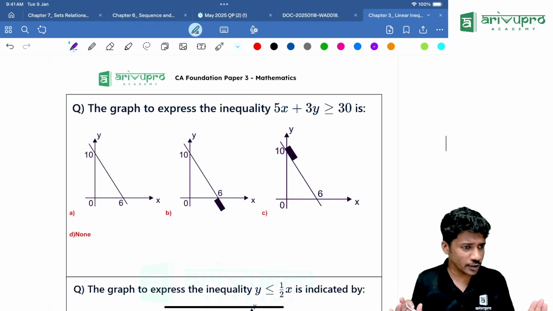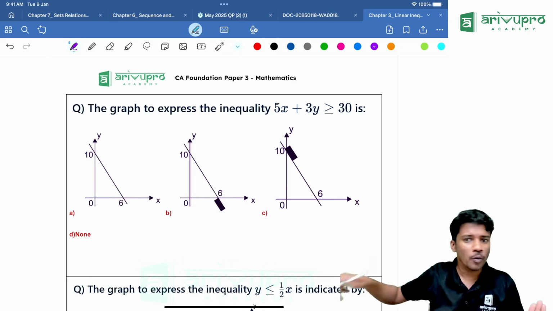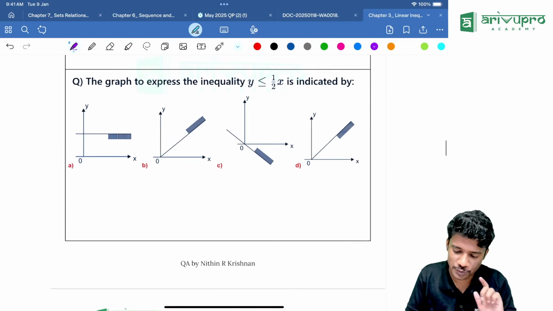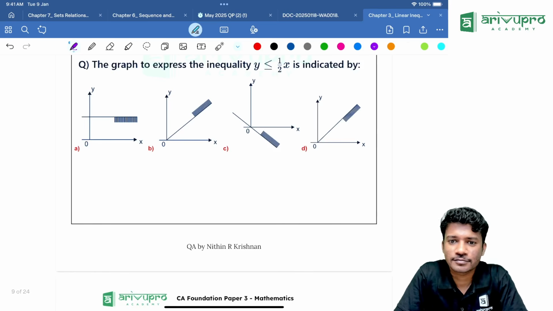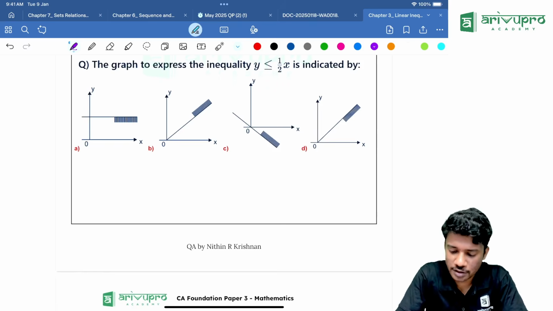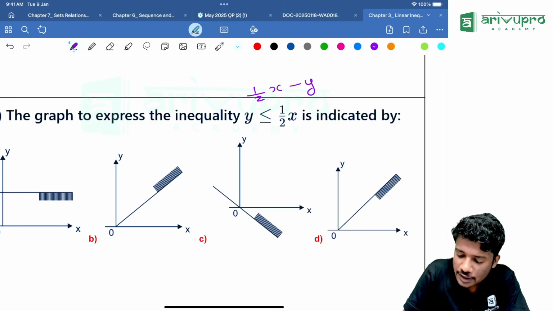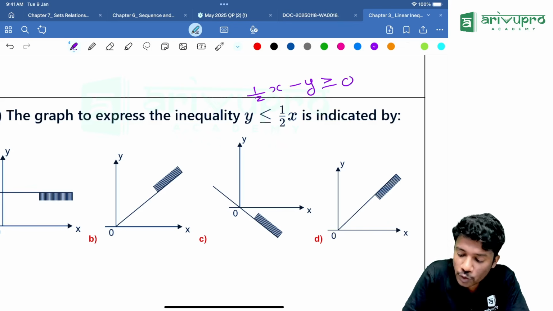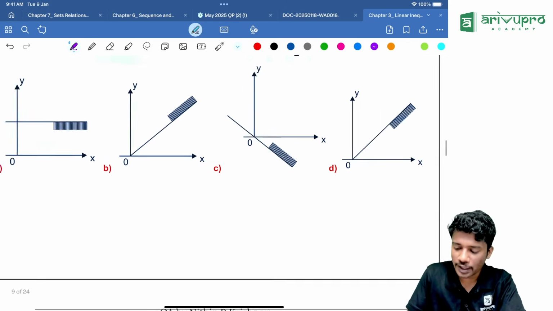All the graphs are correct, x and y same sign. So it is going from top left to bottom right, southeast direction. Now you tell me this one. How will you rearrange the equation? You can rearrange this equation as 1 by 2x minus y is greater than or equal to 0. Signs are different. I didn't teach you that, so we will come back to that.